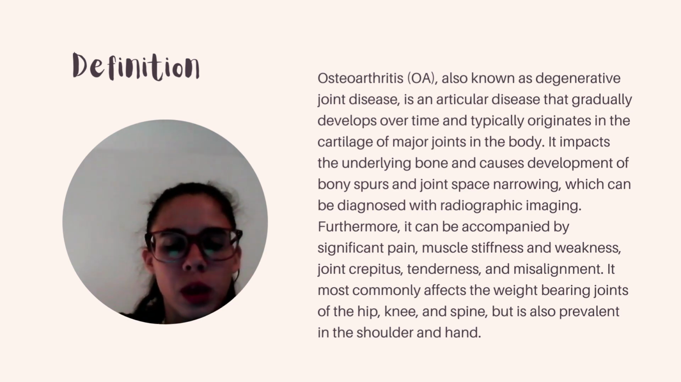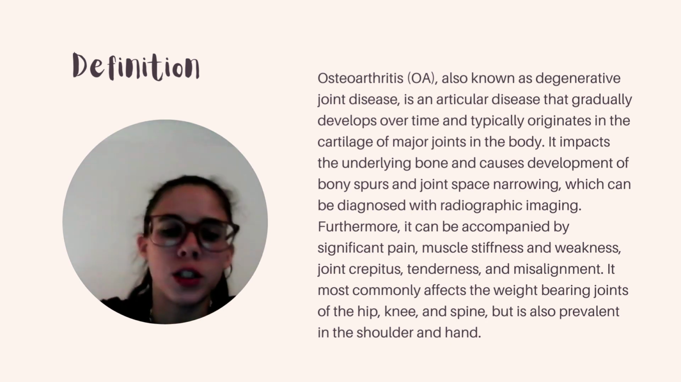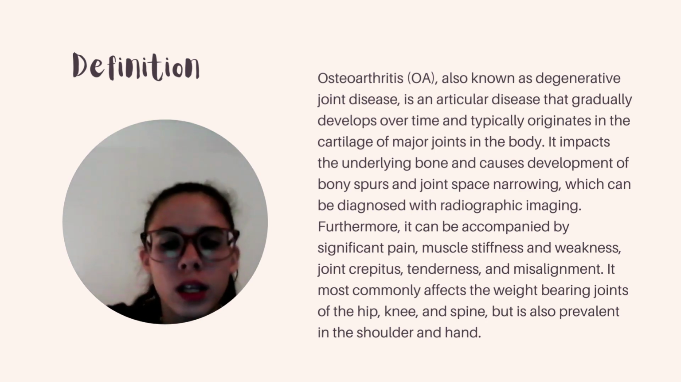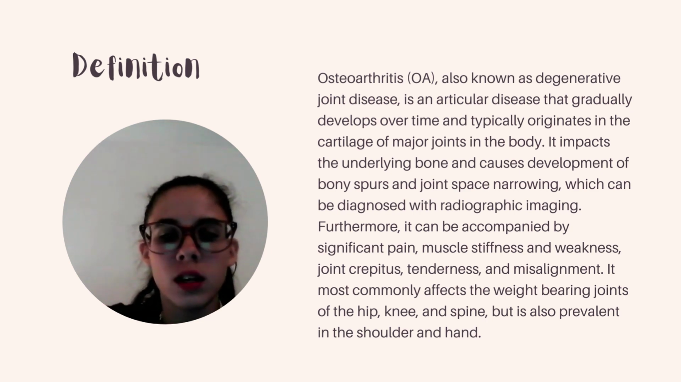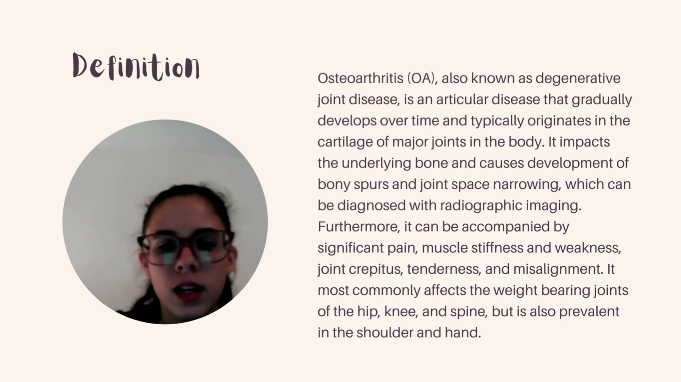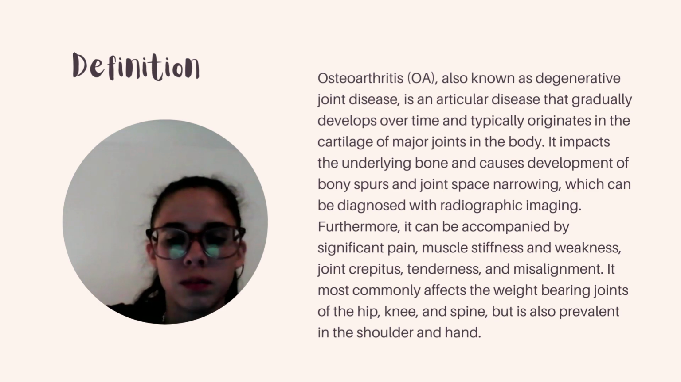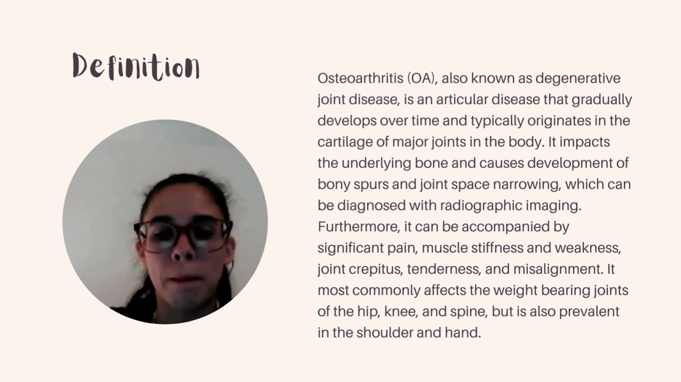It causes development of bone spurs and joint space narrowing, which can be diagnosed with radiograph imaging. Furthermore, it can be accompanied by significant pain, muscle stiffness and weakness, joint crepitus, tendonitis, and more. It most commonly affects the weight-bearing joints of the hip, knee, and spine, but it is also prevalent in the shoulder and hand.